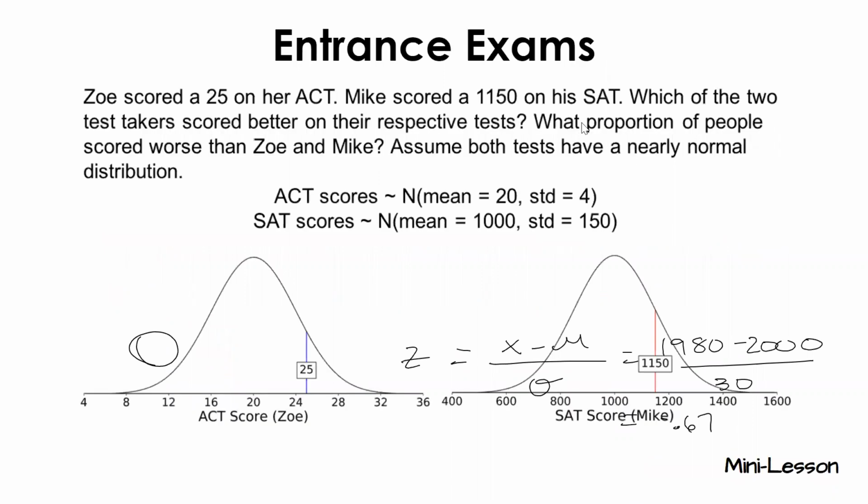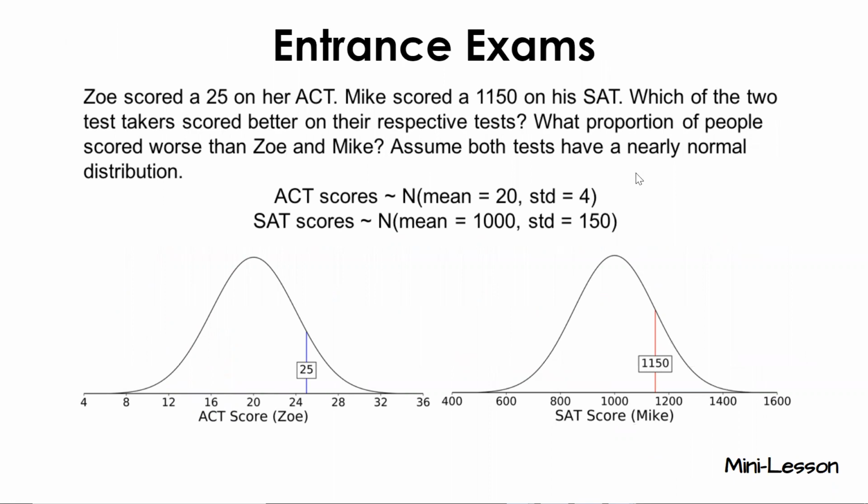Zoe scored a 25 on her ACT. Mike scored an 1150 on his SAT. Which of the two test takers scored better on their respective tests? What proportion of the people scored worse than Zoe and Mike? And assume both tests have a nearly normal distribution.